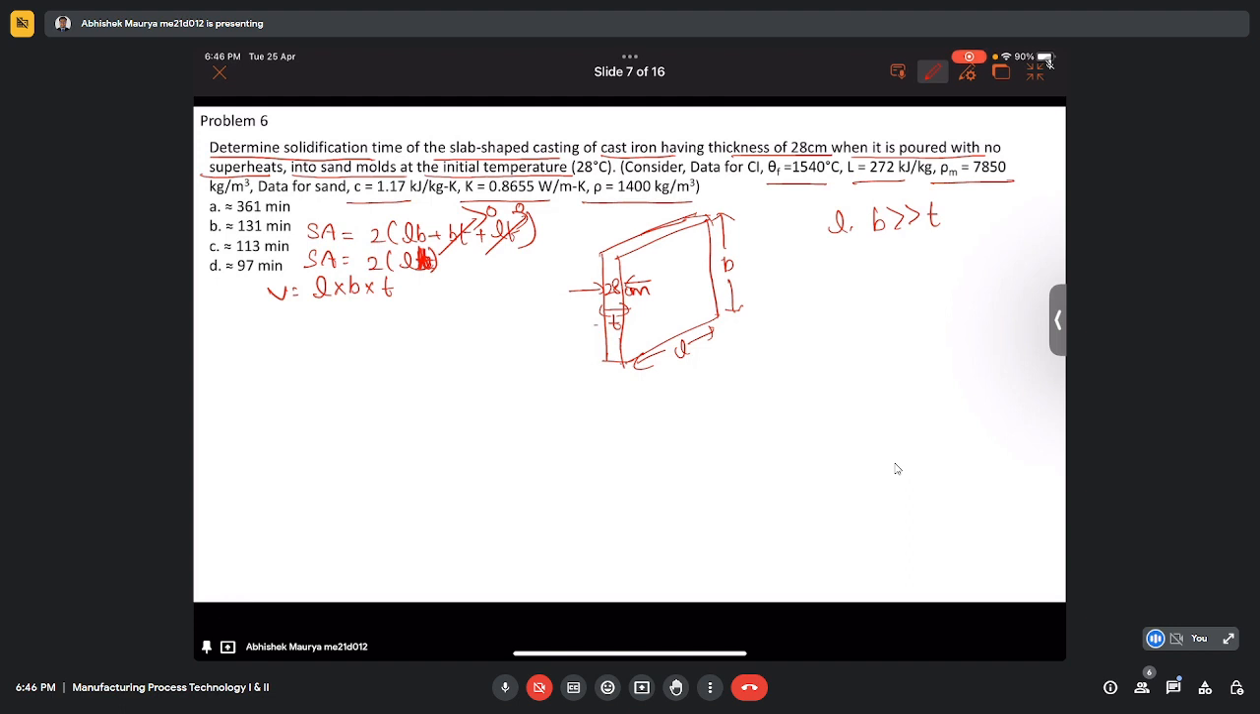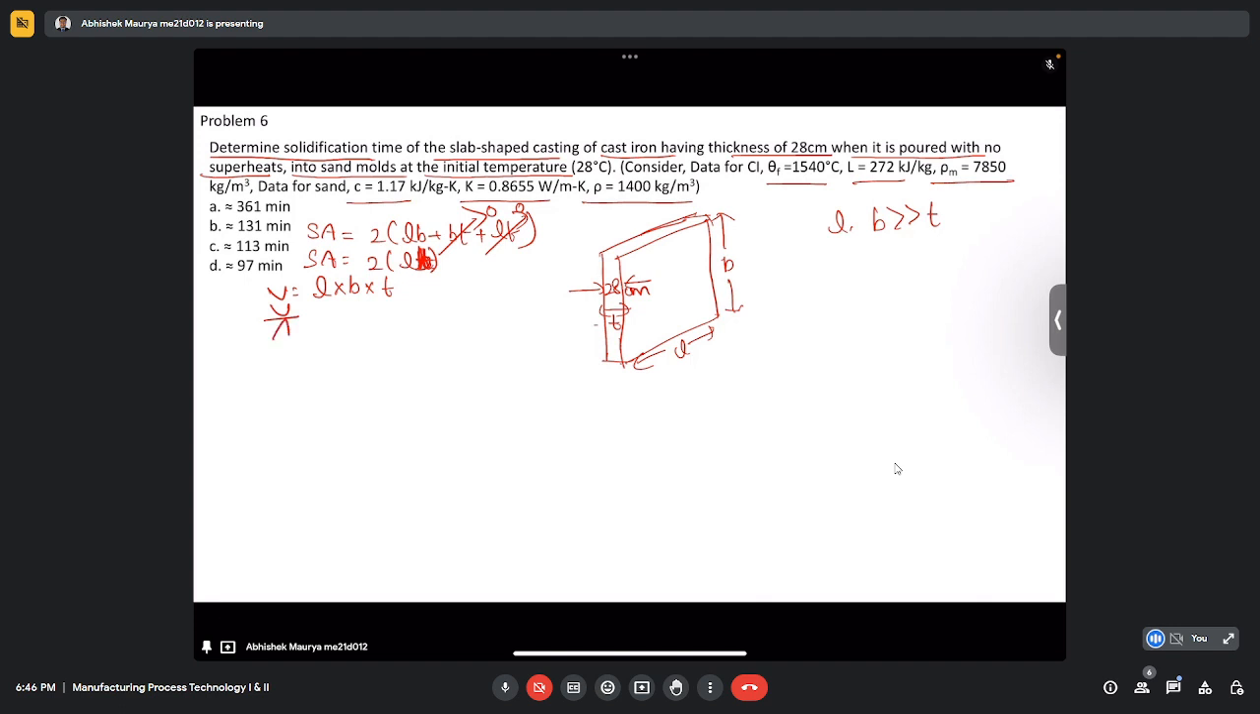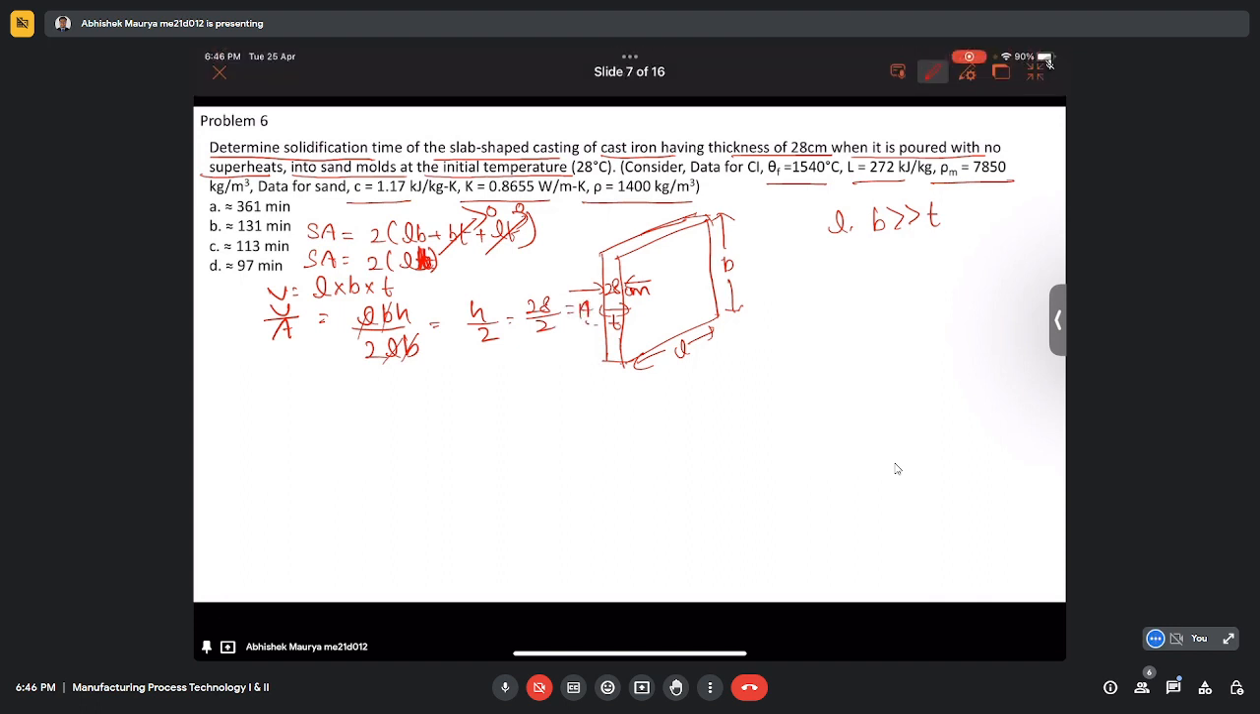Now if you calculate the ratio of the volume by surface area, we get LBH divided by 2 times L into B. So L will go away, and we are left with H by 2. Here H by 2 is 28 by 2, that is 14 centimeter.